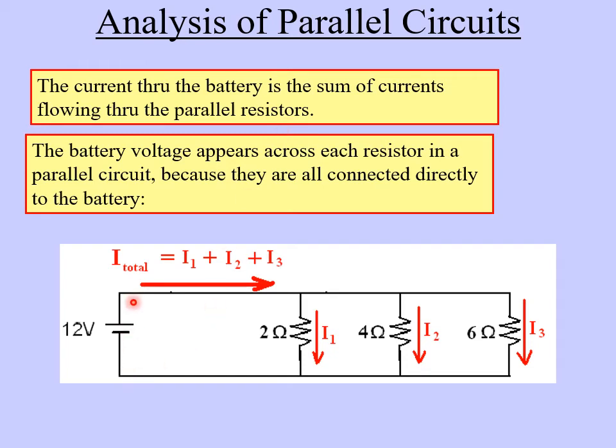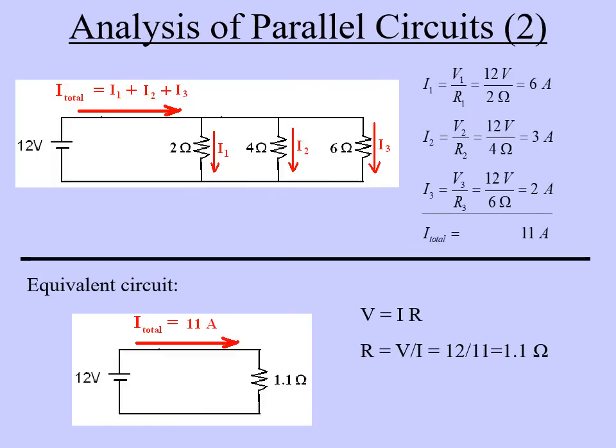Well, it means that this current here, which we'll call I total, the total amount of current flowing through this battery and through this path here, has to split. Some of it goes down here, I1, some of it goes down this path, I2, and the rest goes down path I3. So I total, this current right here, must be equal to I1 plus I2 plus I3. This is just the current continuity law that we just talked about in the last couple of slides.